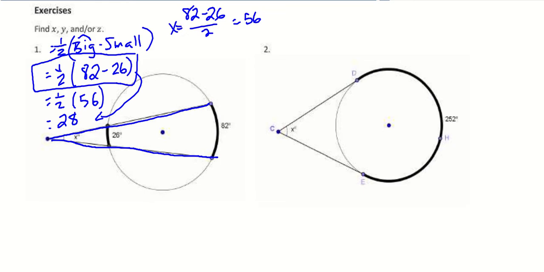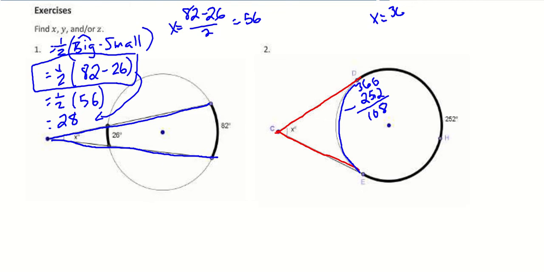So in the second one, okay, I have my two tangent lines, which are intersecting the circle, and they're creating the big arc, which is 252, and then we have this smaller arc that's formed between D and E. Now these two arcs make up the whole circle, so this arc is going to be 252, but I'm going to take that away from 360. So 360 minus 252 should be 108.